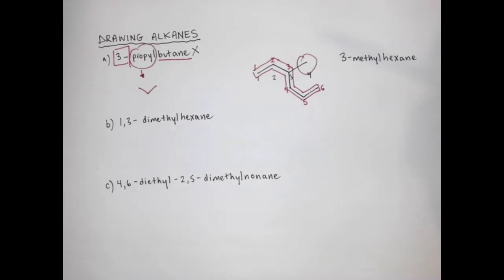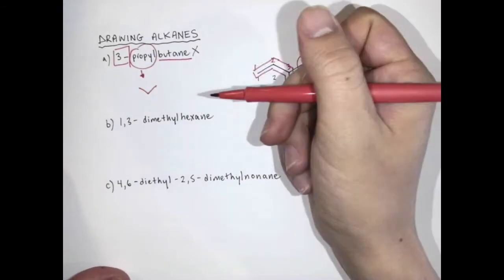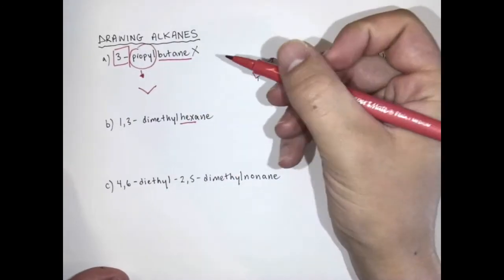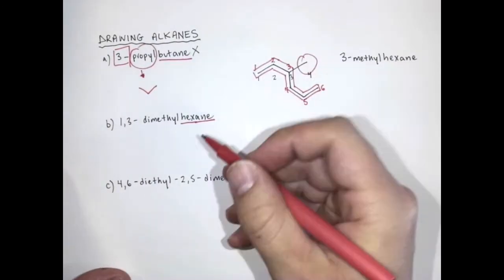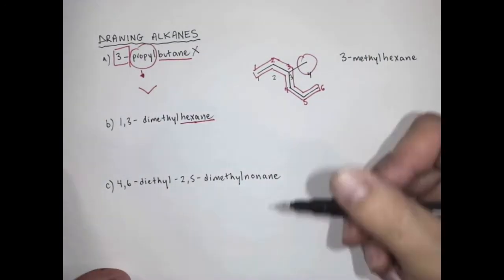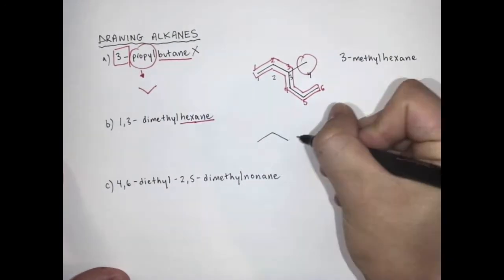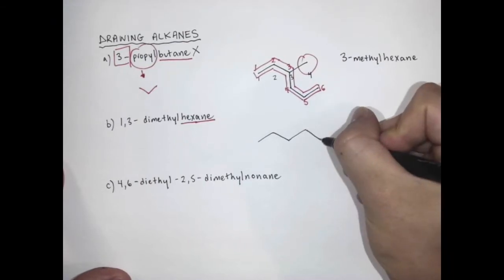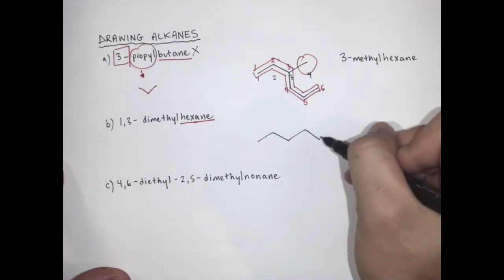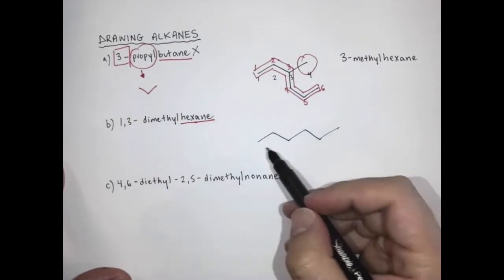Okay, let's move on to the second one, 1,3-dimethylhexane. Hopefully there aren't any mistakes with this one. I don't think there will be. The root is hex, suffix is ane, so that tells me it's a 6-carbon chain. 1, 2, 3, 4, 1, 2, 3, 4, 5, 6.